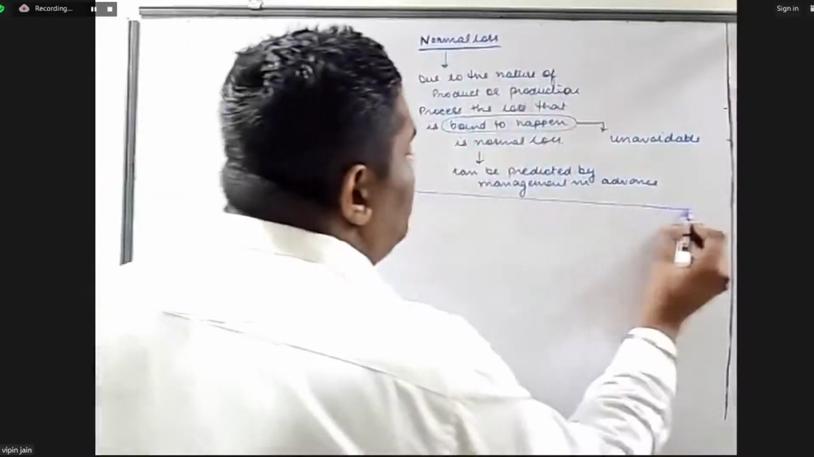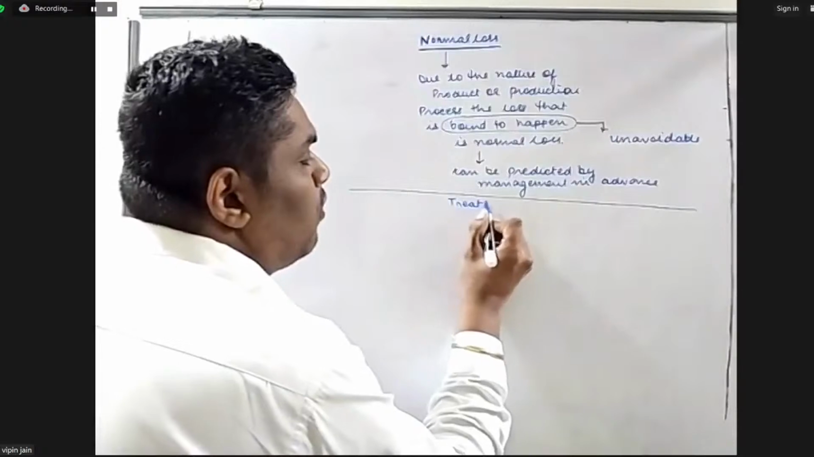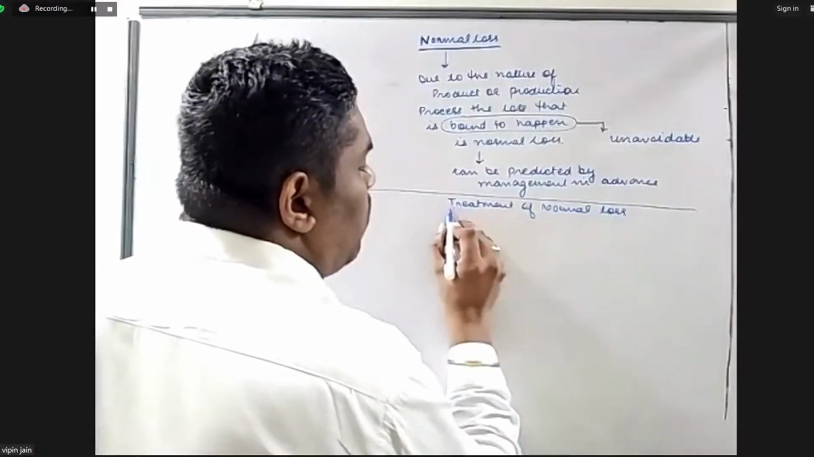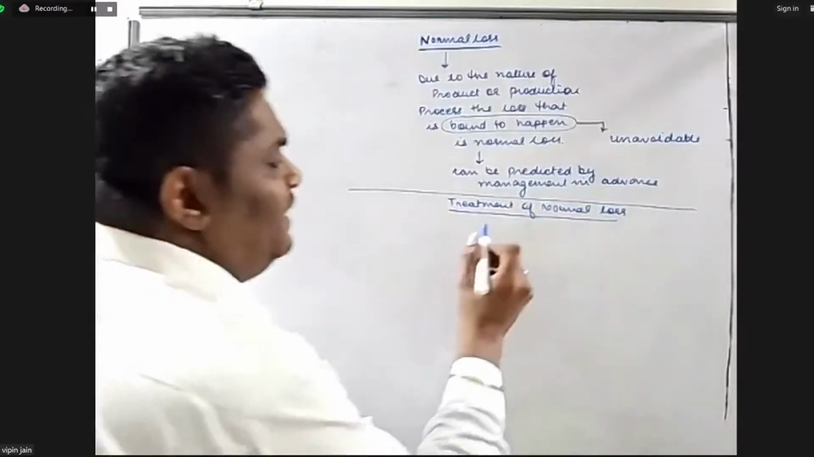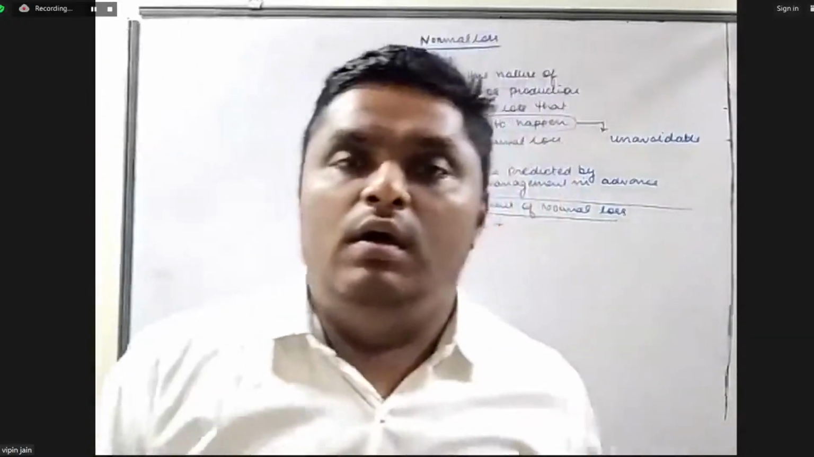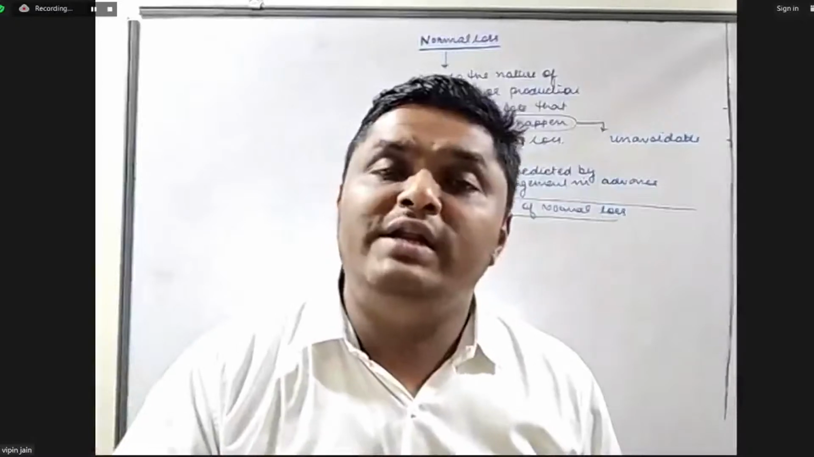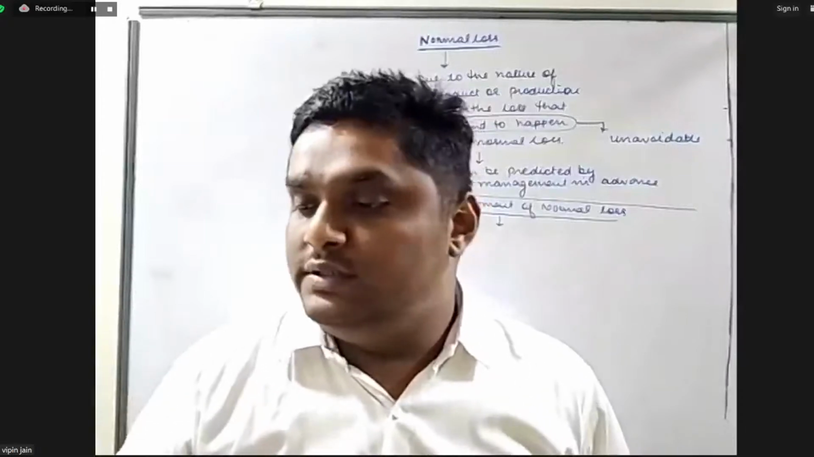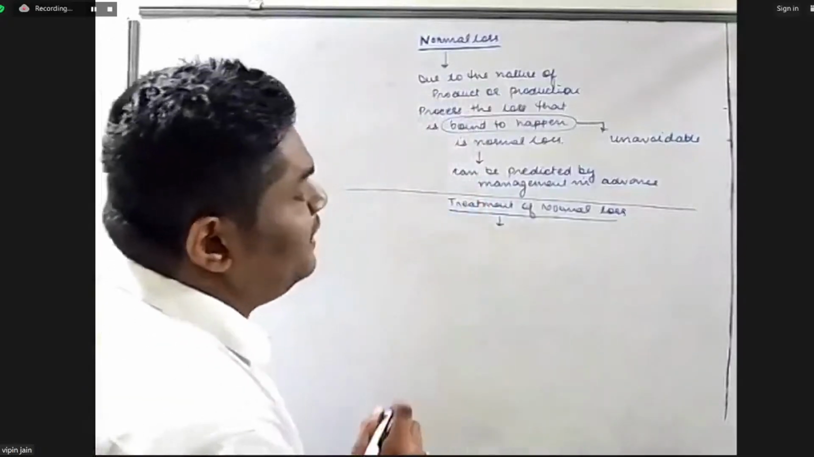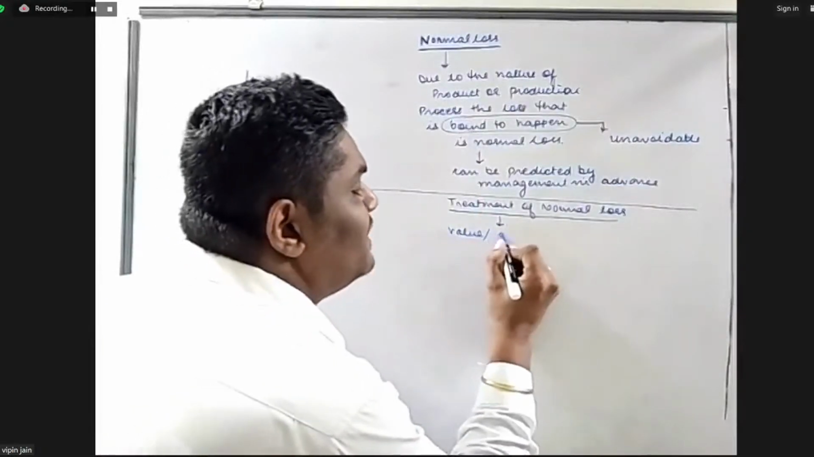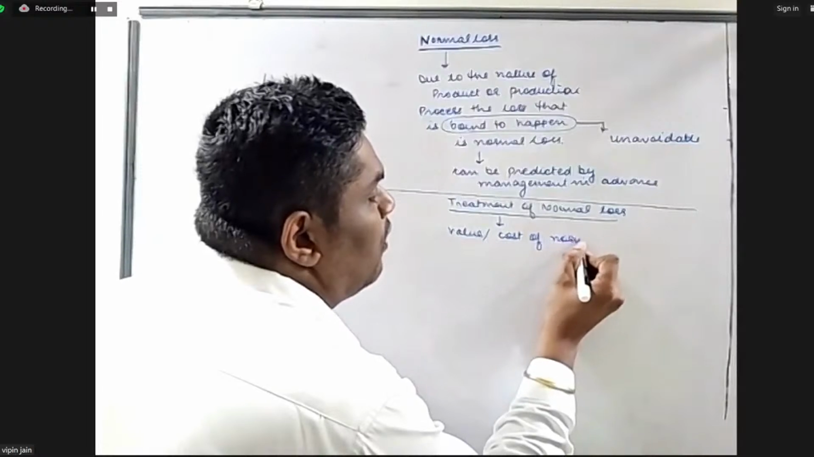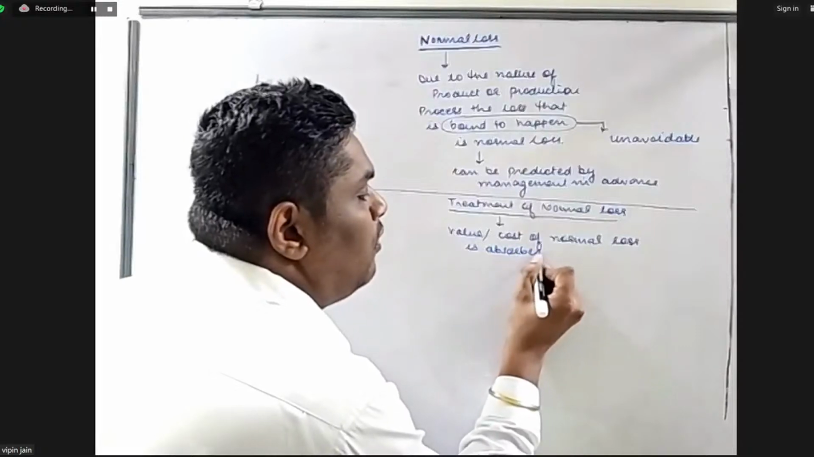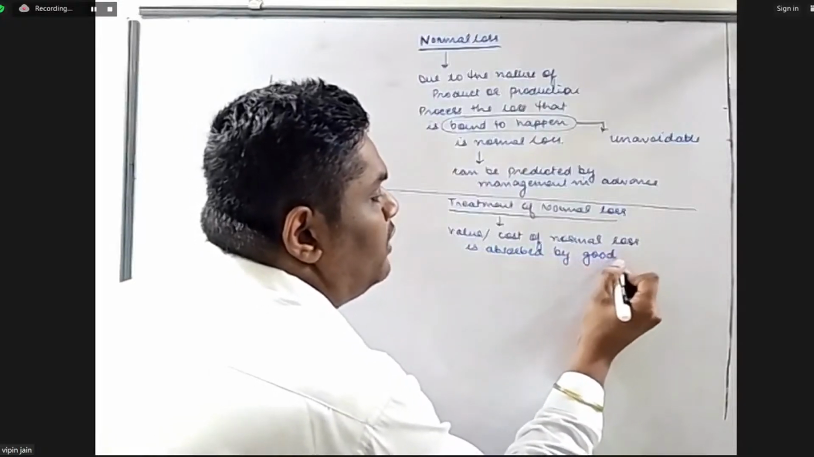Now, when talking about the treatment of normal loss, the cost of normal loss is absorbed by good units.